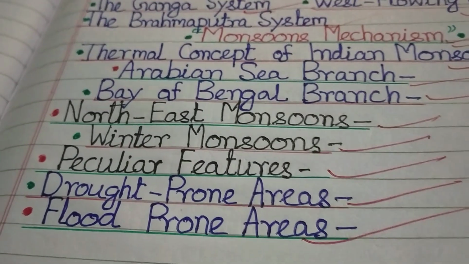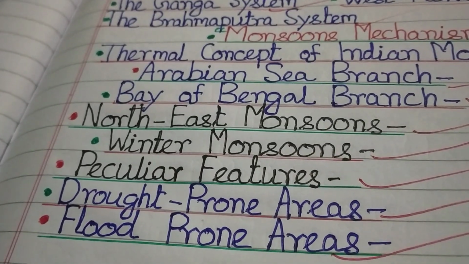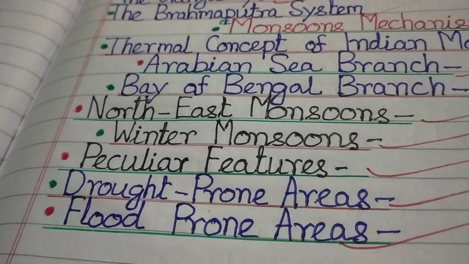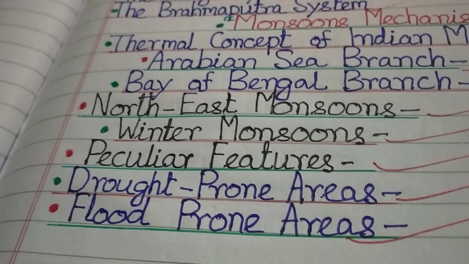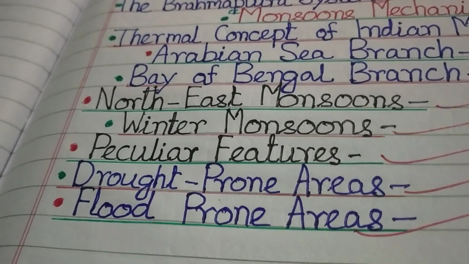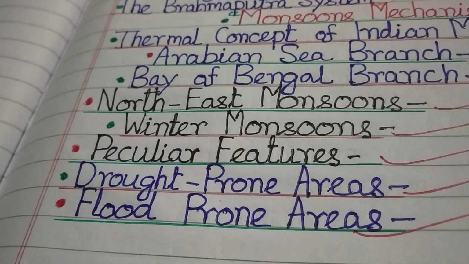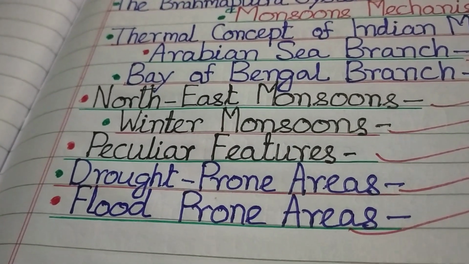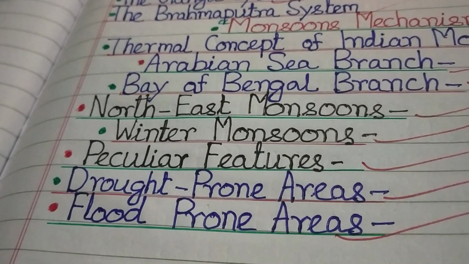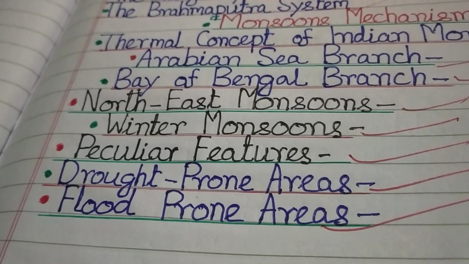is the winter monsoons. The stable, dry, anti-cyclonic winds prevailing over the subcontinent after the retreat of the southwest monsoons are not capable of causing precipitation because they are free of moisture. Instead, these winds produce dry and fine weather.